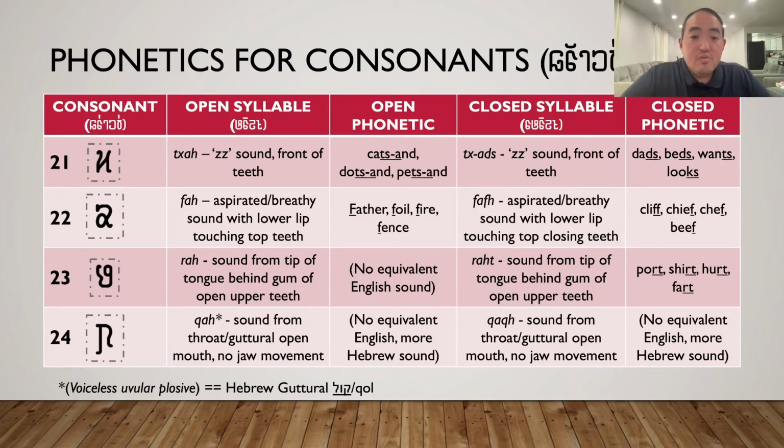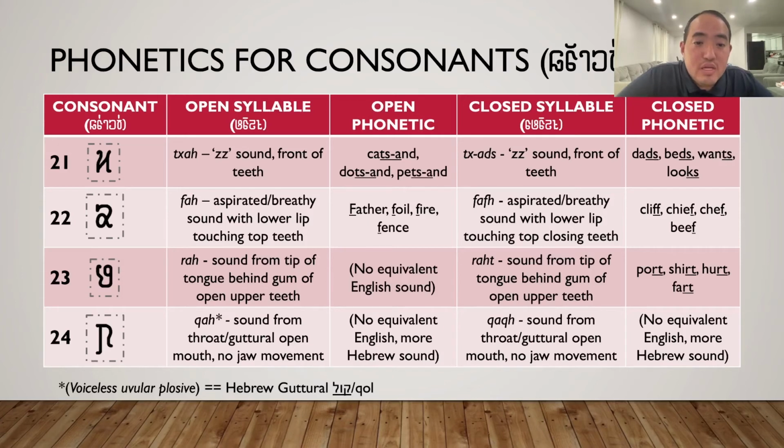Now on to number 22, which is pronounced fa, fuff, fa, fuff. This one has an aspirated or breathy sound with the lower lip touching the top teeth, which you'll hear in words like father, foil, fire, or fence, just like the English letter F. Fa. For the closed syllable, it's pronounced the same way, but it's more of an ending sound, like in cliff, chief, chef, or beef. So that's how you'll pronounce the open and closed phonetic for fa, fuff, fa, fuff.